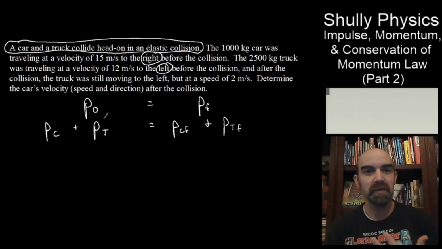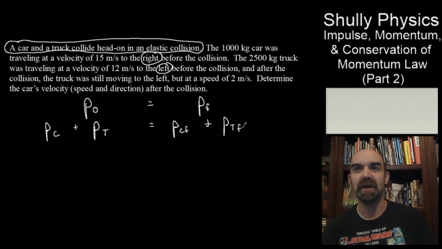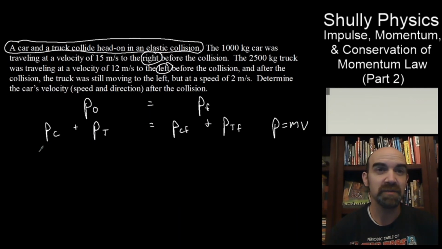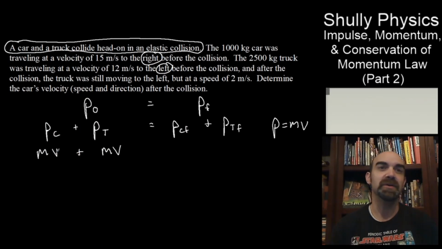So, get this into your head to start with. What is my system made up of? A car and a truck. Before and after. And now you're ready to plug in your P. Every P gets an MV. So this P gets an MV. This P gets an MV. MVs for everybody.